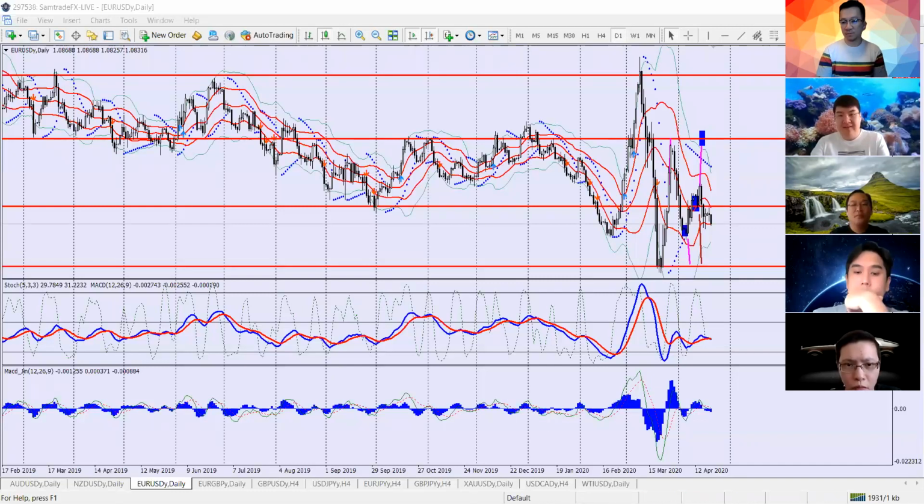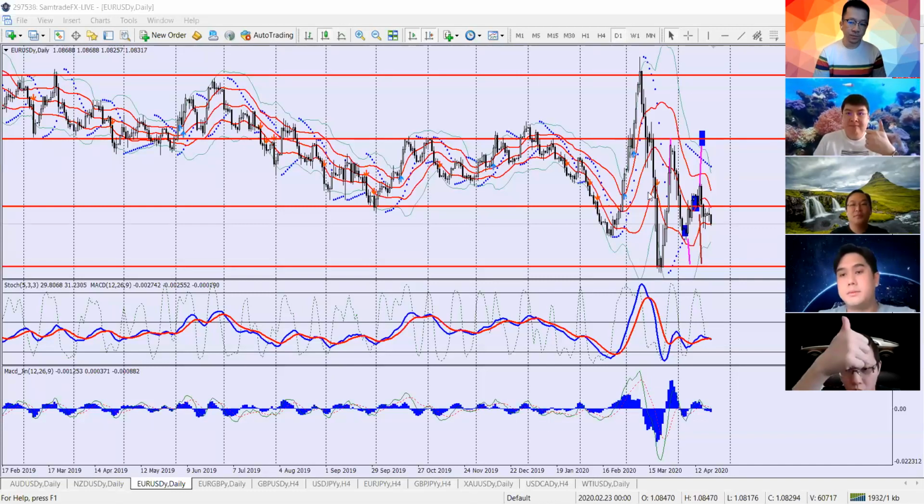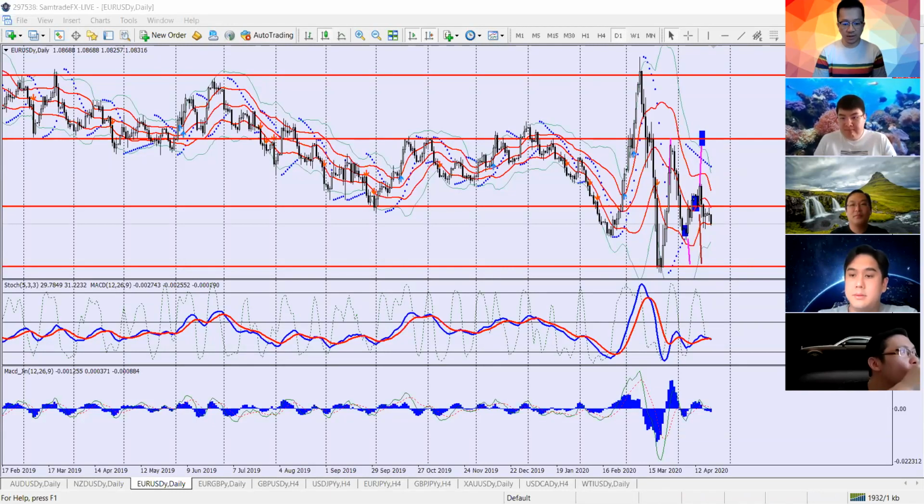Euro currency pair. Give me a thumbs up if you can see my Euro chart. Good. So today we look at Euro as usual.